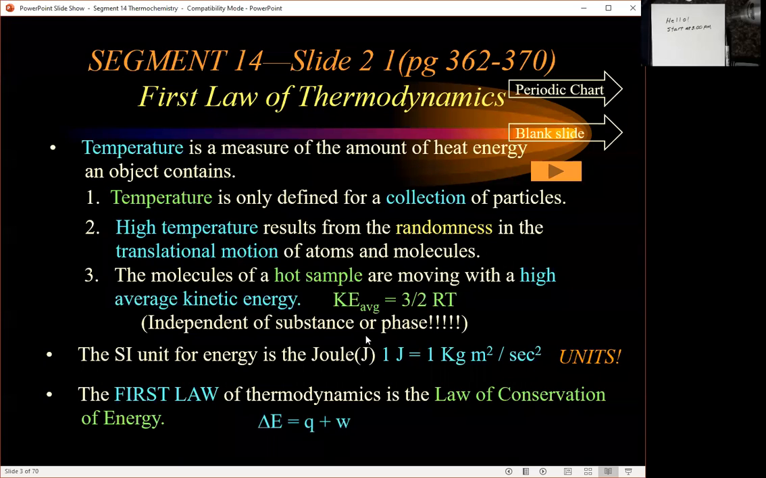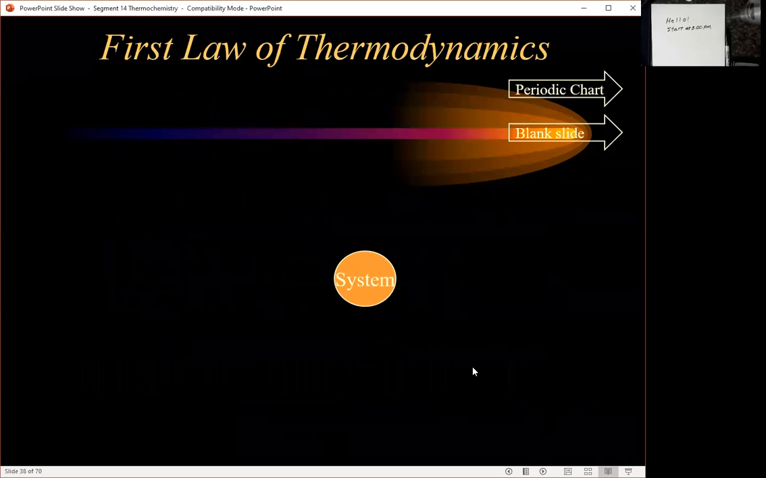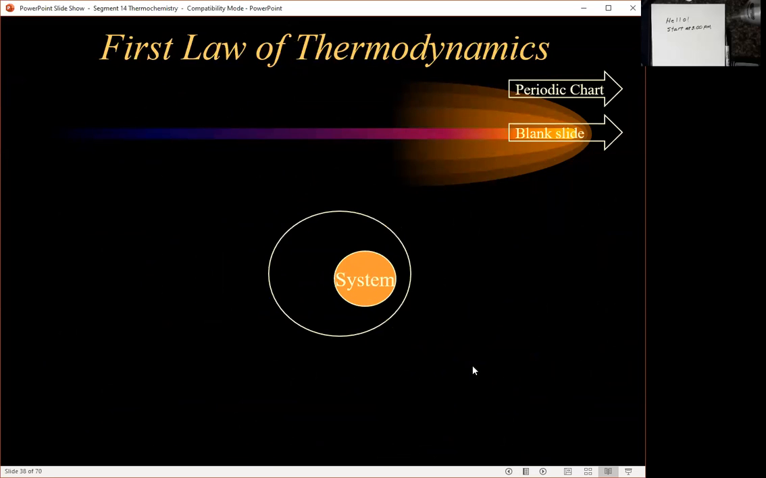Remember now, everything going into the system is positive. If you look at our system, the system is something that we've isolated for study. It could be a beaker in the lab in which some reaction is taking place. And then there's the surroundings around that beaker.